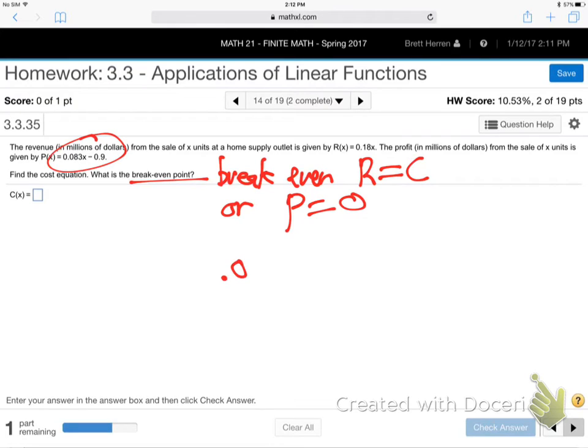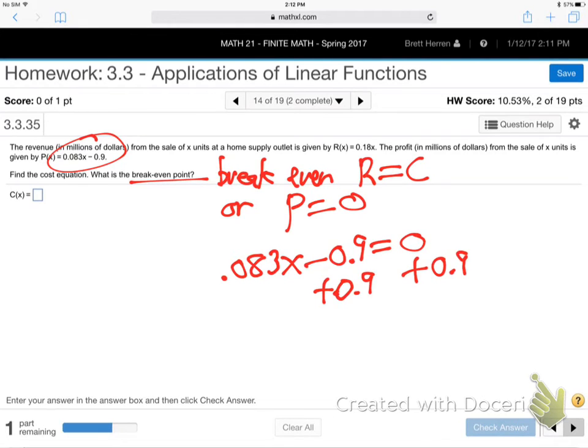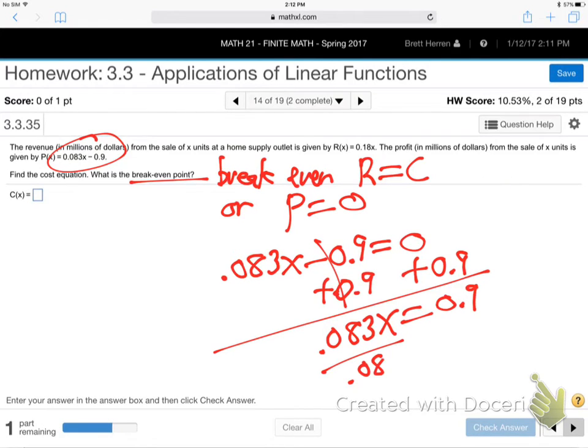So I could take 0.083x minus 0.9 and just set that equal to 0. That's profit, right? And solve that. Add 0.9 to both sides. 0.083x is 0.9 divided by 0.083.